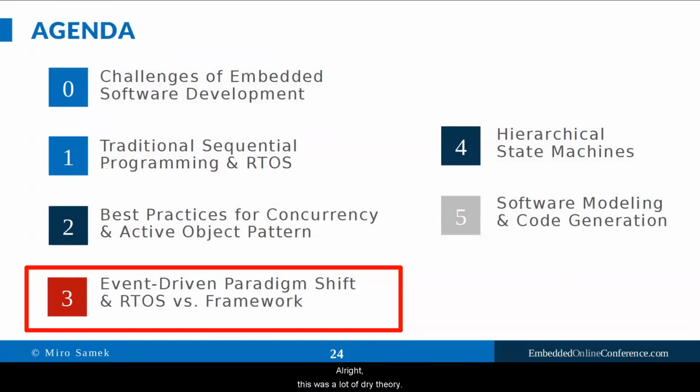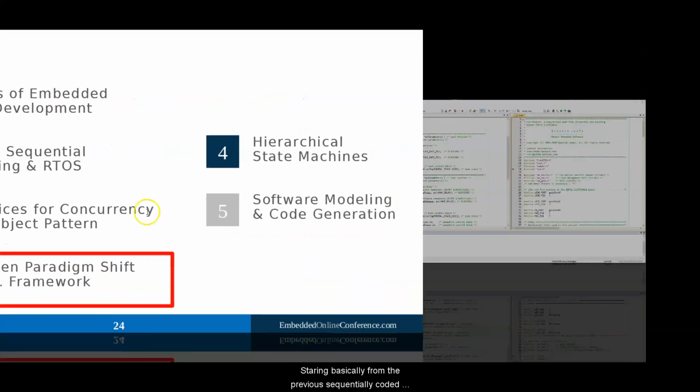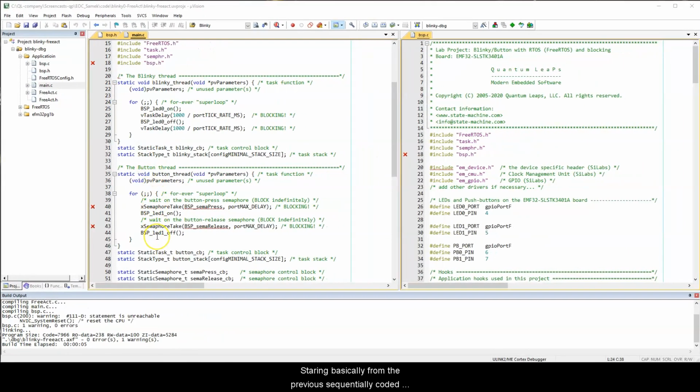Alright, this was a lot of dry theory. So now let's actually see how active objects could be implemented, first on top of a traditional RTOS and later with a dedicated active object framework. Starting basically from the previous sequentially coded blinky button example with FreeRTOS, now you need to add the active object services. Because the active object layer will be based on FreeRTOS, let's call it FreeAct.